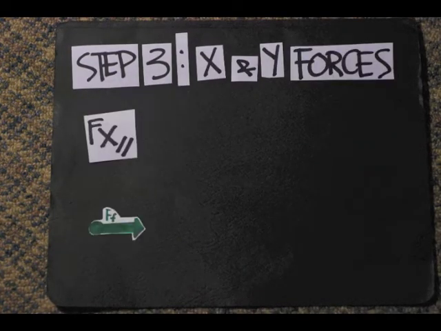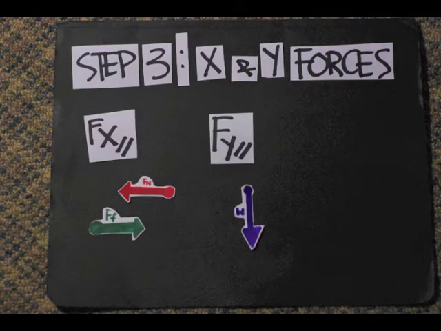Step 3. X and Y forces. In the x direction, we have force of friction and the normal force exerted by the wall. In the y direction, we have center of gravity and the normal force exerted by the ground.